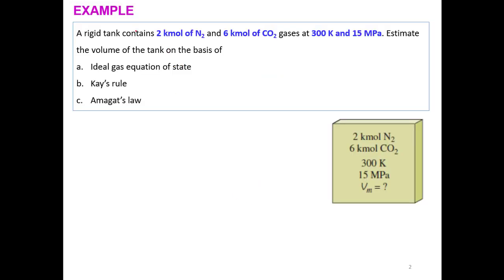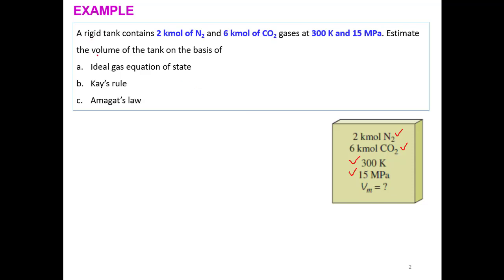In the previous class, we discussed an example where two gases at different temperatures and different pressures are mixed together, and after mixing we found the new mixture temperature, new mixture pressure, and the composition of the mixture. But in this example, let's say we already have a mixture of 2 kilomole of nitrogen and 6 kilomole of CO2, available at 300 degrees C and 15 megapascal pressure. What will be the volume of the mixture now?